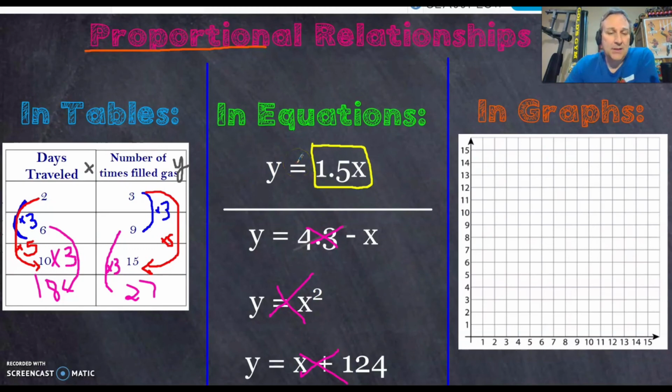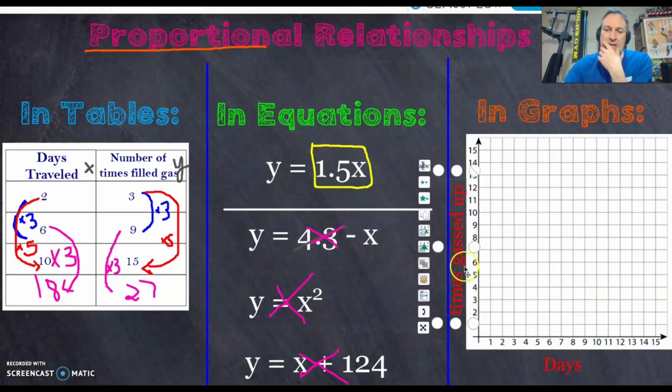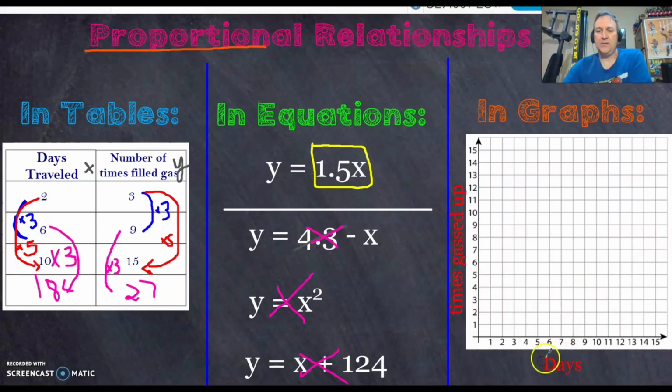And the last type of proportional relationship would be one in graphs. So these are pretty easy. Let's use these examples over here. So if you traveled, and we'll say that this down here represents the number of days. Let's put that on here. The times we gassed up. So the number of days would be, in this example over here, it was 2.